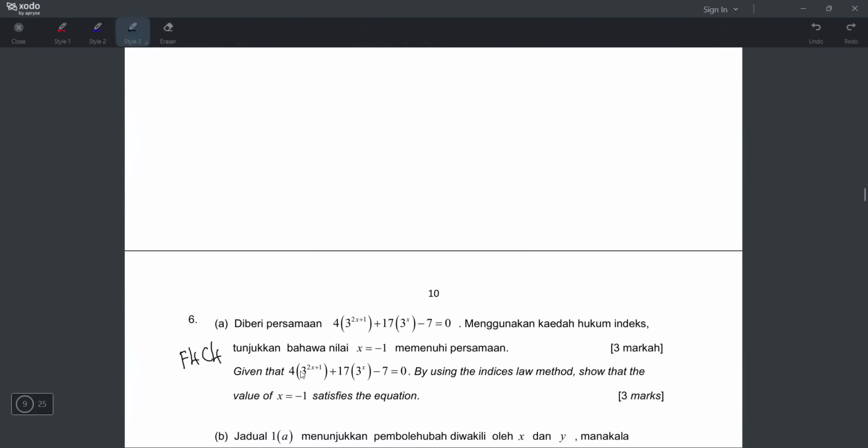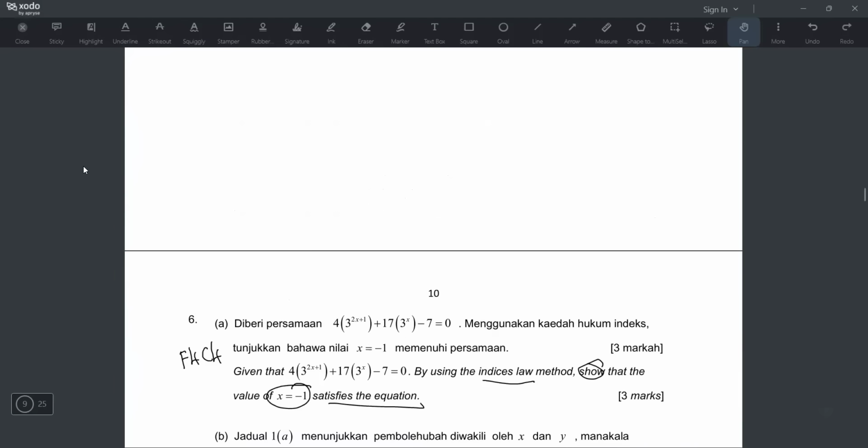Given that 4 times 3 power 2x plus 1 plus 17, 3 power x minus 7 equals 0, by using the law of indices method, show that the value of x equals negative 1 satisfies the equation. Oh, so that means they give you the answer already. It's a show question, right? So the answer is x equals negative 1, so we actually know the answer already. But we have to show the full working by using the law of indices method.